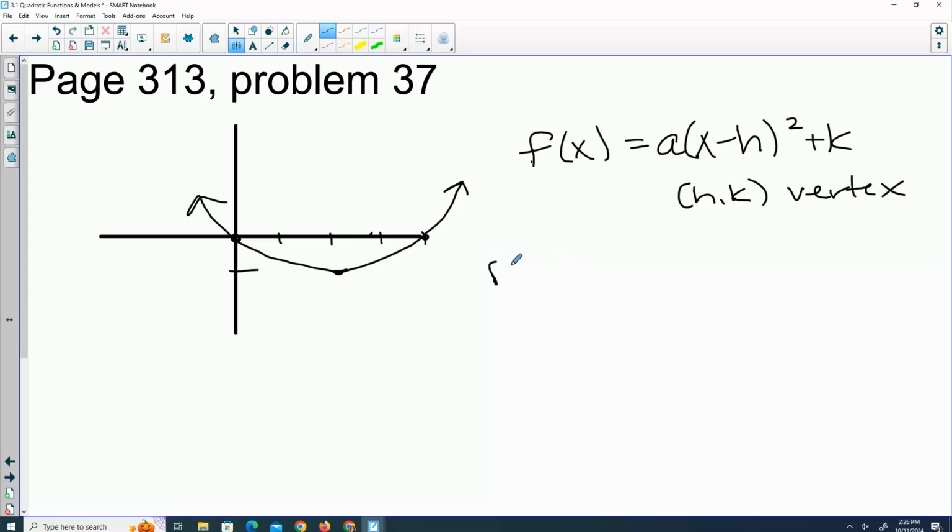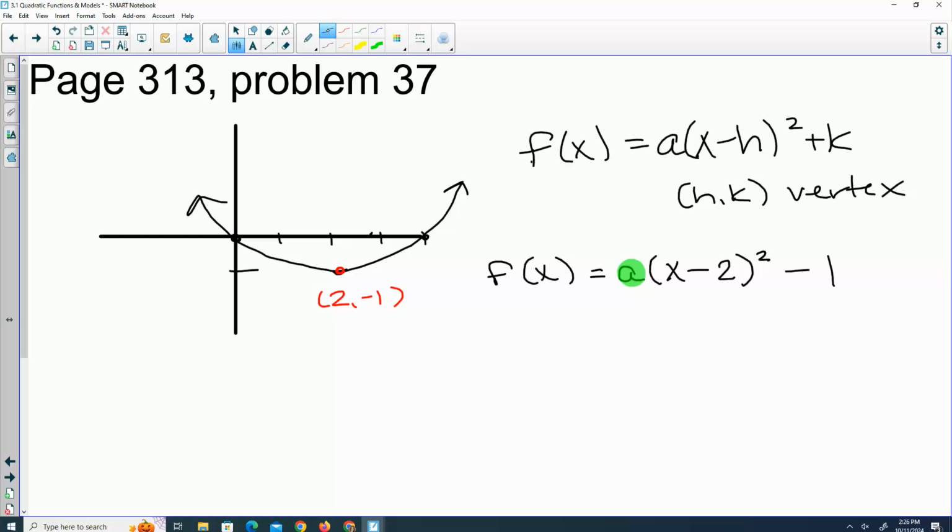So if I look at this, what is my vertex? (2, -1). So if I put that into my formula, I don't know this a yet, x minus the x value of my vertex, which was 2, squared, plus k, so plus -1 would just be a -1. So I just took my vertex and plugged it into the (h, k). Is everybody with me so far?